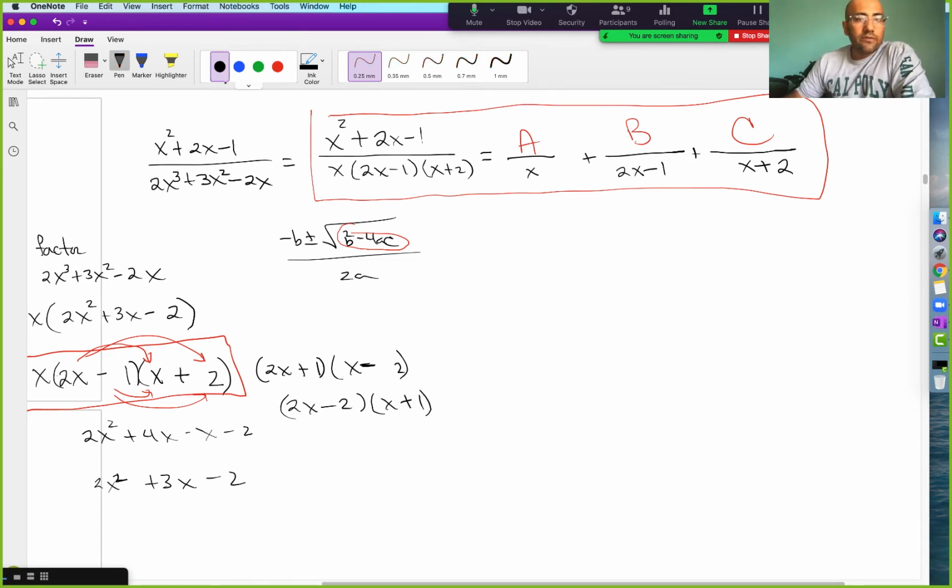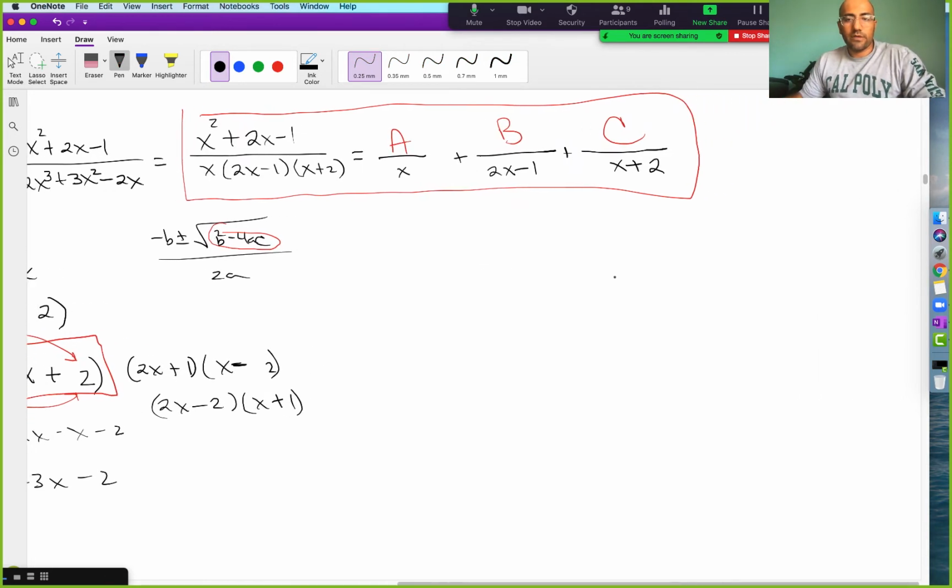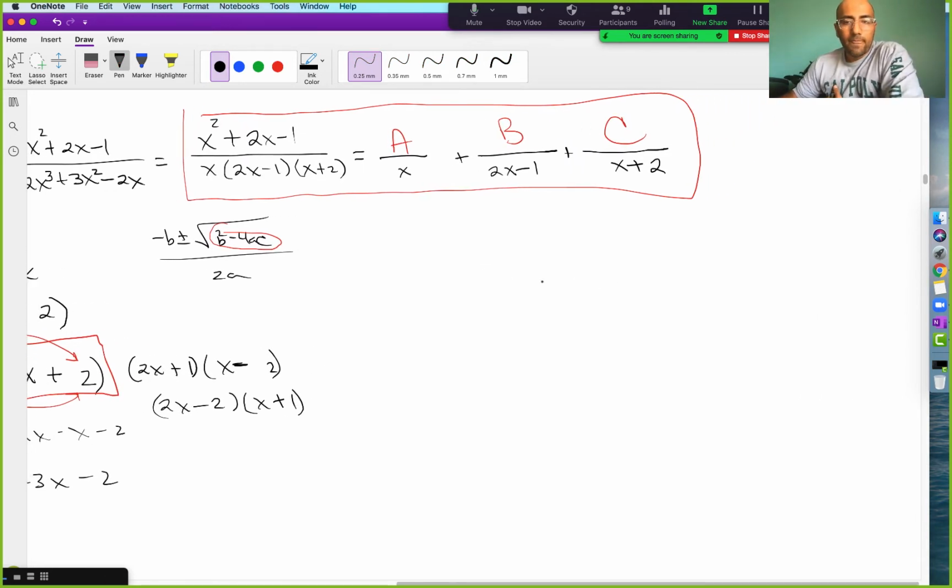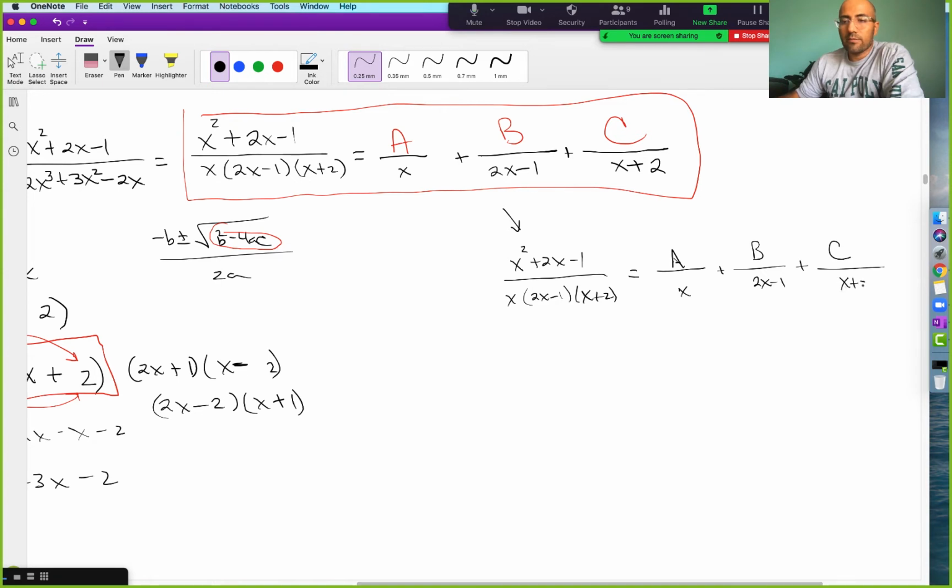Okay, well, I really should have given myself a little more room, so I'm just going to try and work this out over here. Okay, so I'm going to just copy it over here because I need the room. Just put it over here. Let's see, we need x to the 2nd power plus 2x minus 1 all over x times 2x minus 1 times x plus 2 is equal to some number a over x plus some number b over 2x minus 1 plus some number c over x plus 2.